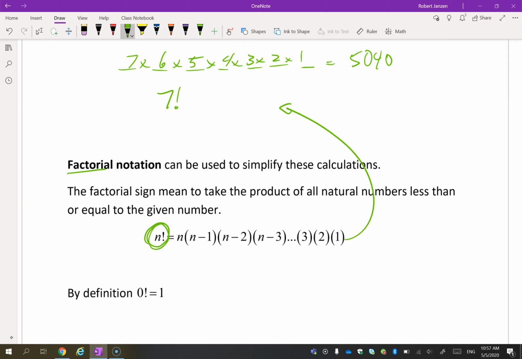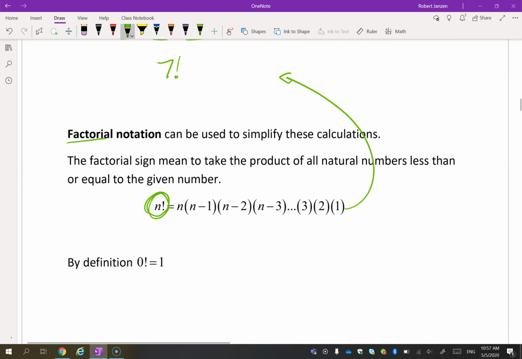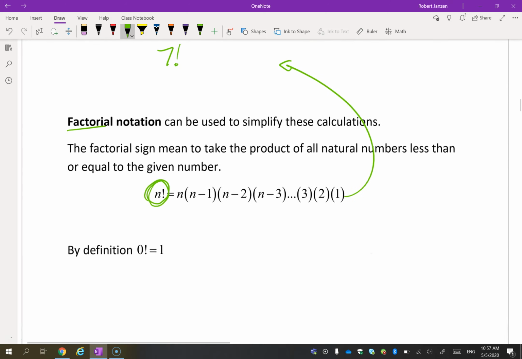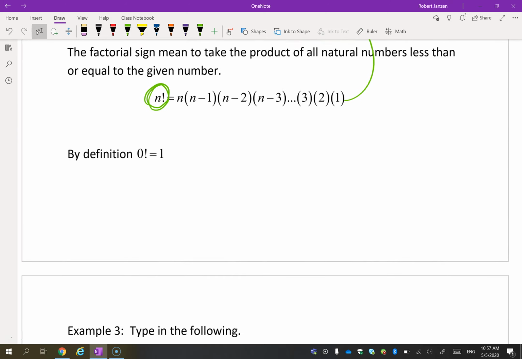Now, usually I would get you to get your calculators out and find the factorial button. But I can't help you today. You're going to have to find where it is. There will be a button that is factorial, the exclamation mark. We'll practice a couple in a second. You should take some time to figure out where it is on your calculator.